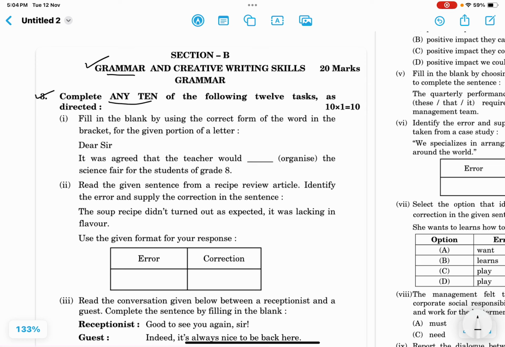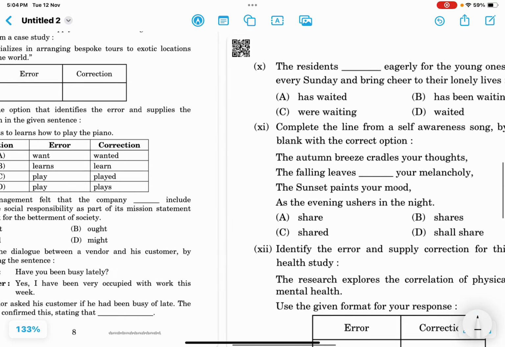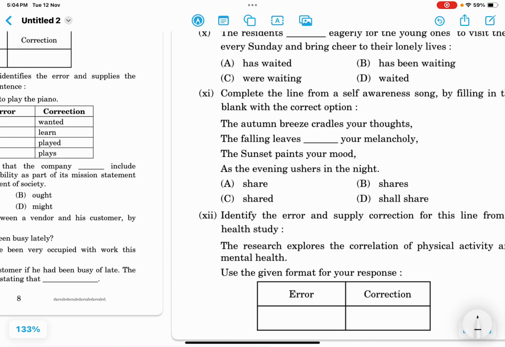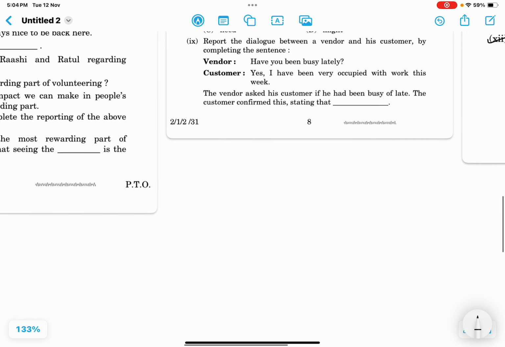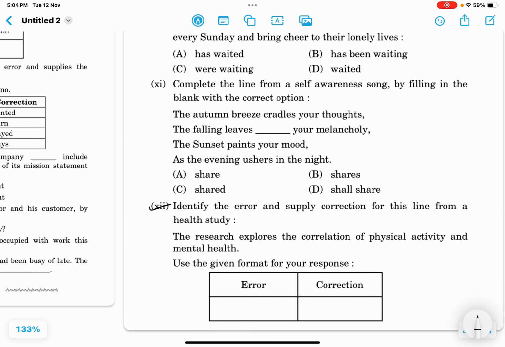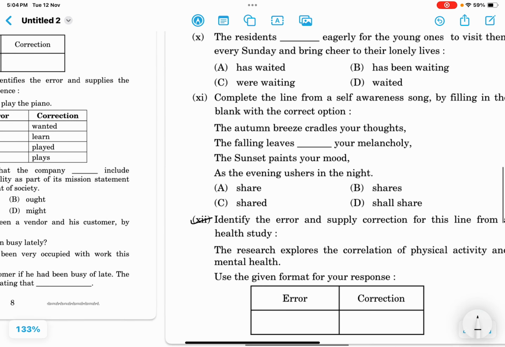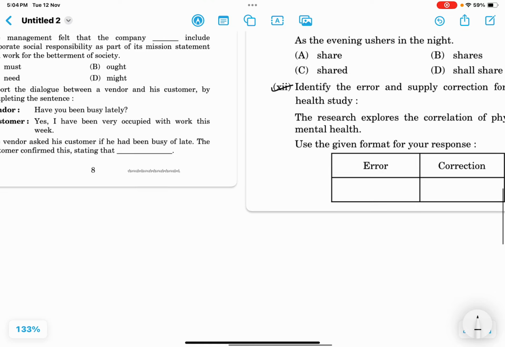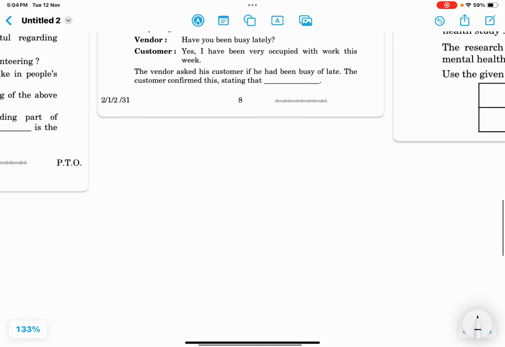Here it is given, complete any 10 of the following. You will be given 12 questions, you can see here, and you are to attempt any 10. You will find in your question paper that most probably questions number 10, 11, 12 may be somewhat easy. So first read all the questions carefully and then put a tick mark on those in which you are 100% sure about the answer.